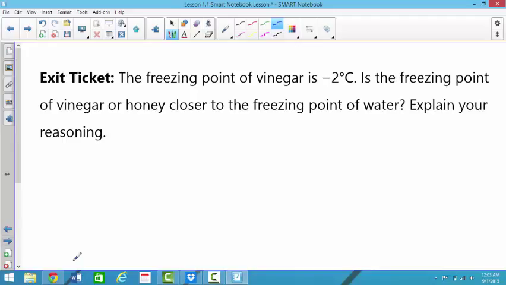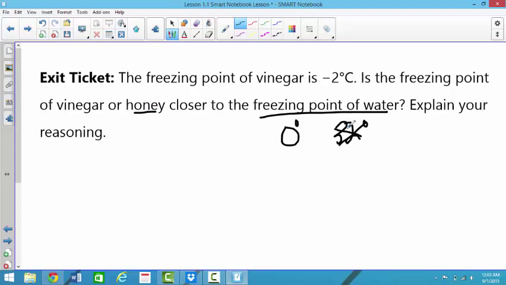The freezing point of vinegar is -2 degrees Celsius. Is the freezing point of vinegar or honey closer to the freezing point of water? Okay, well we just talked about the fact that the freezing point of water is 32 degrees. Okay, freezing point of vinegar is a -2 degrees Celsius. Ooh, we're talking Celsius here. So actually, this isn't right. It's 0 degrees Celsius.